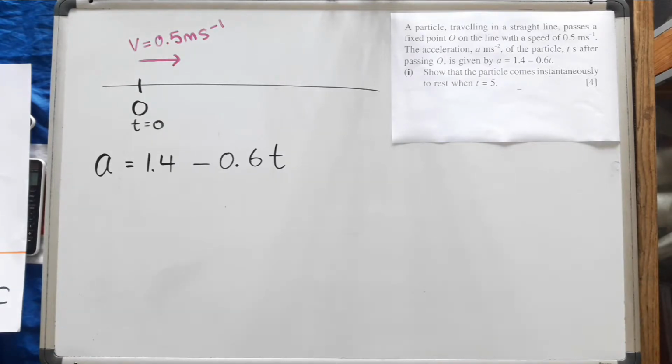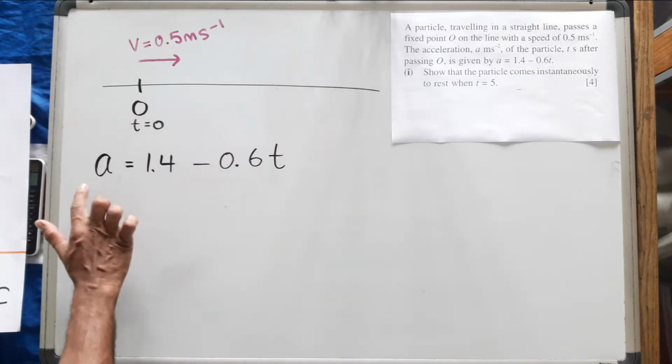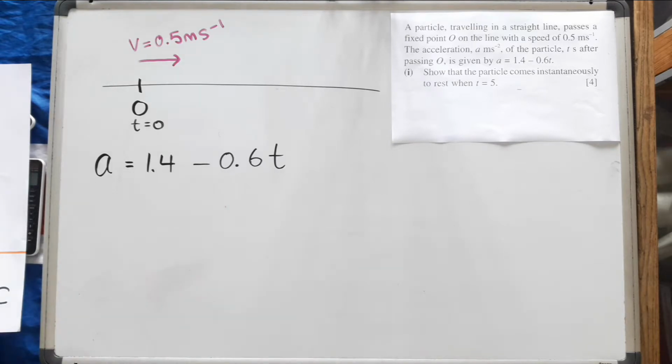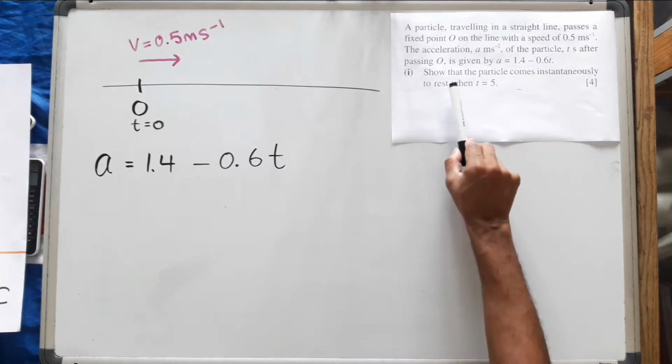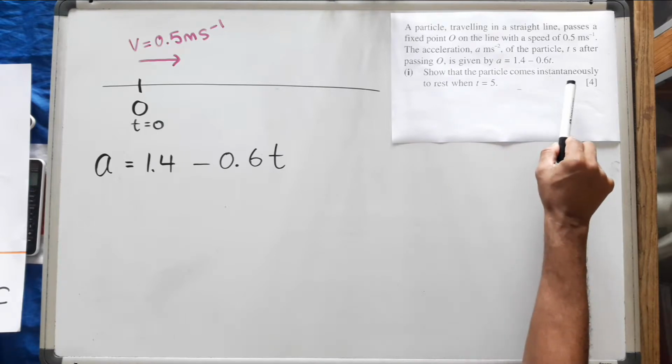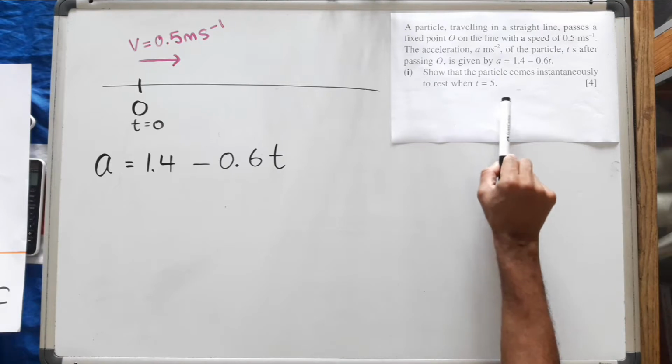Then they told you that the acceleration of this particle, they didn't give you a value, they gave you an equation to express the acceleration. And here's what they want you to do. They want you to prove that this particle comes instantaneously to rest when t or time is 5.